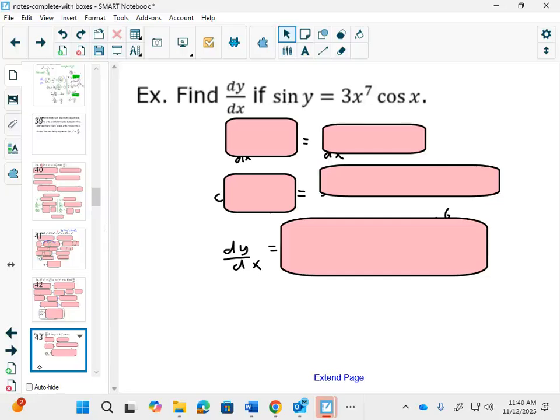This one, you could actually get y by itself. Does anybody know how to get y by itself? How do you get the y out of sine? Sine inverse. Okay. So y is equal to sine inverse of 3x to the 7 cos x.